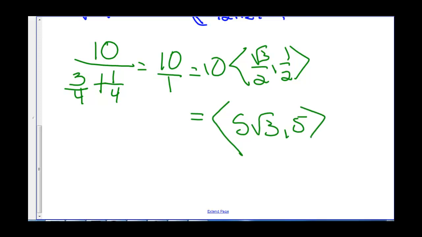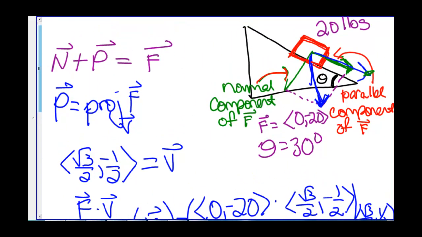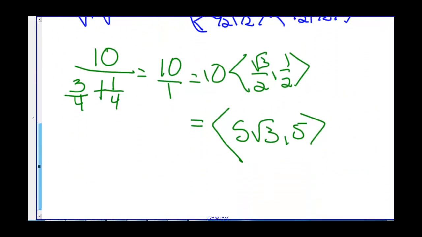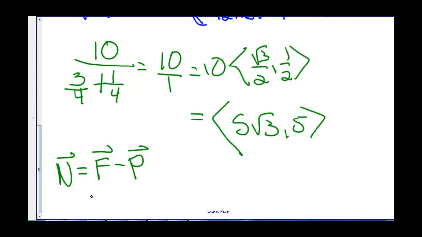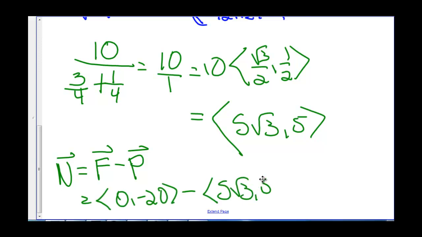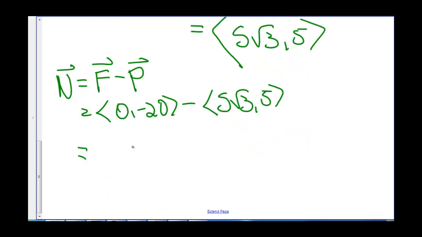And now to find our normal force, well, the normal plus the parallel equals the force. So normal force equals the force minus the parallel component. So our force was 0, negative 20. Our parallel component was 5 square root of 3, comma negative 5. So our normal component is negative 5 square root of 3, negative 15.